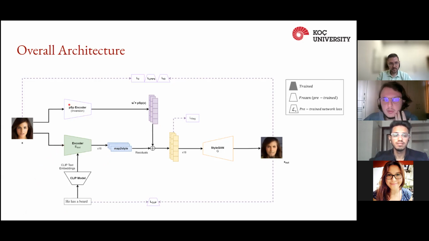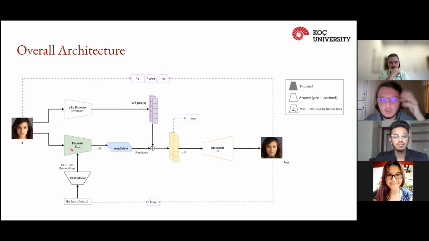We want to do this manipulation through GAN inversion. So we are training encoders for this approach, and we have two encoders. The first one is the pSp encoder. This is a pre-trained network, so we don't train this, and it only takes the image as input and outputs the latent codes for this image. So it doesn't take the text as input.